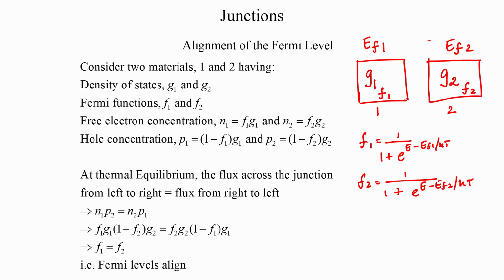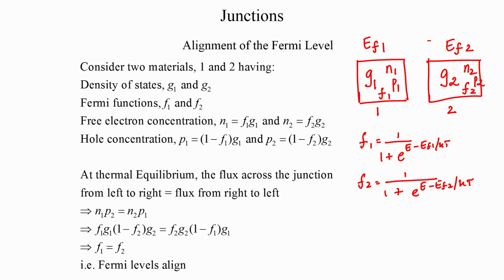And to continue on, let us say there are N1 free electrons in material 1 and N2 free electrons in material 2, and P1 vacancies in material 1 and P2 vacancies in material 2. And now what we are trying to do is bring these two materials together and form a junction.